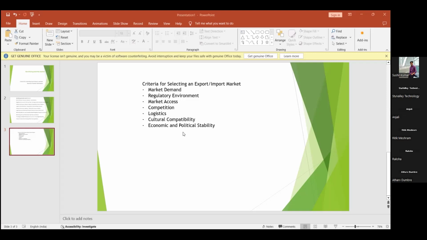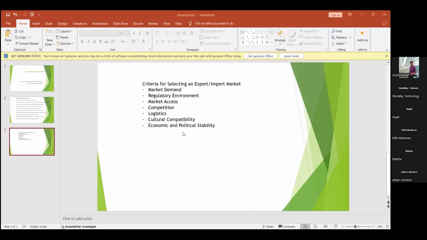Next comes cultural compatibility. The company or the brand has to look into the culture: what type of culture is in that particular country, whether the product must be of high quality, or more pure, or what they are looking for. To attract customers, what culture they have. So we have to make a good study of that.